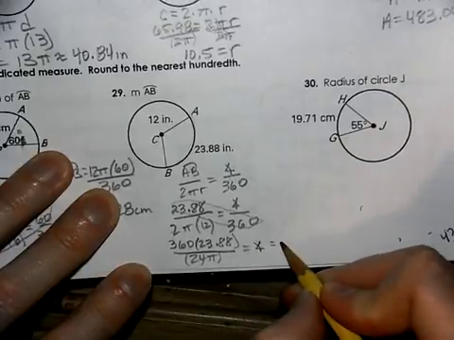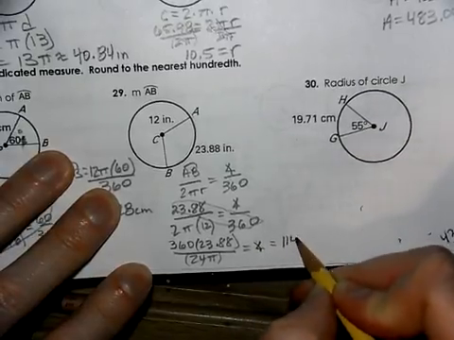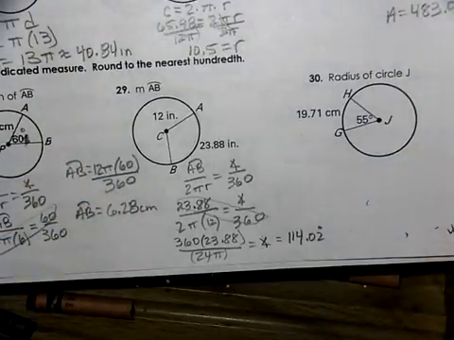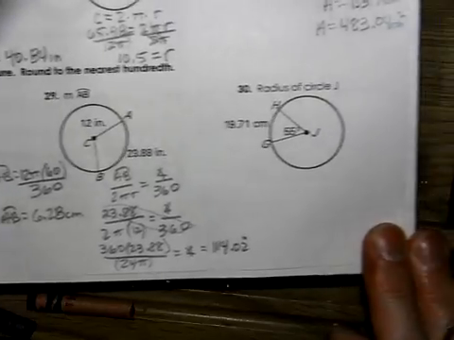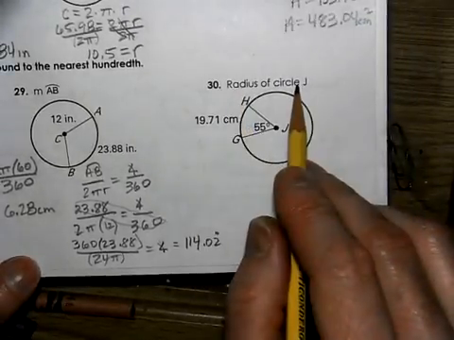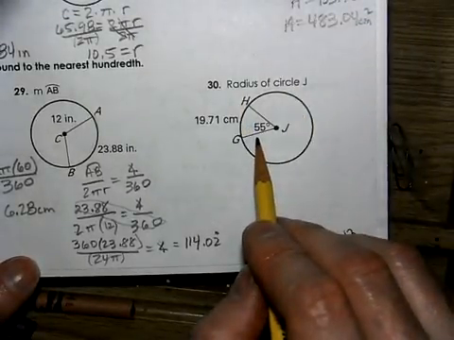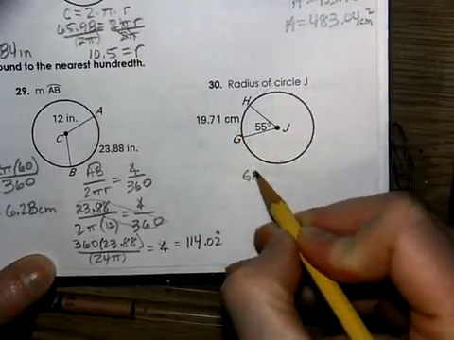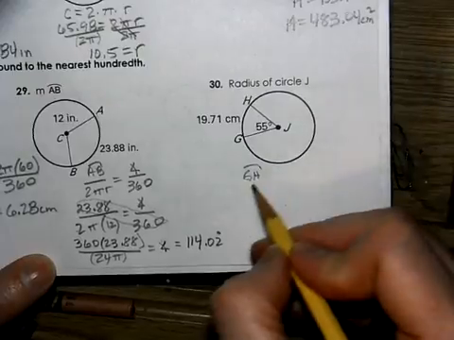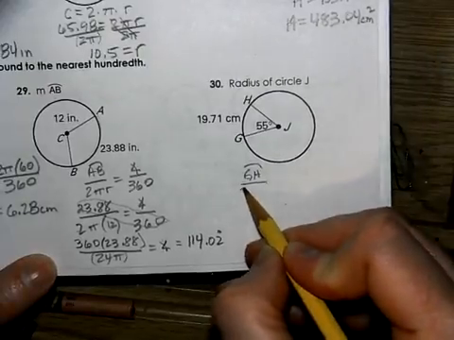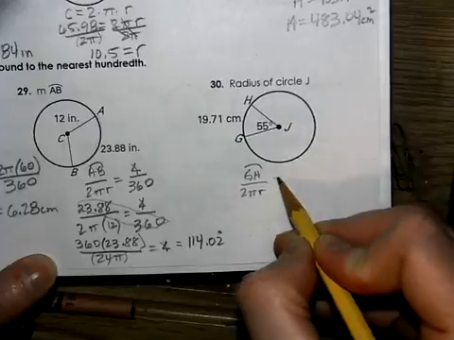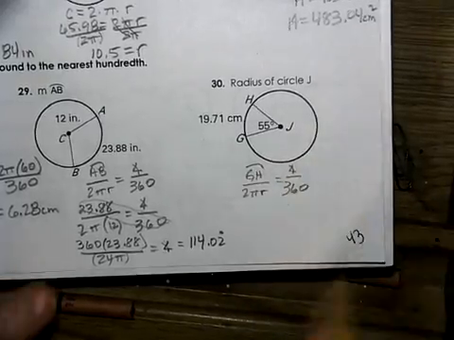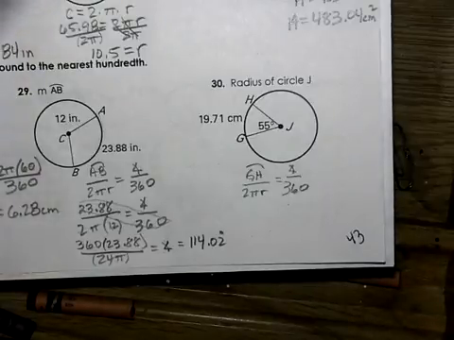And the angle value is going to be 114.02 degrees. Here we're looking for the radius of our circle. Again, they give us the arc measurement. So arc GH over the circumference, which is 2 pi r, equals the angle over 360. That's the formula for calculating arc length.